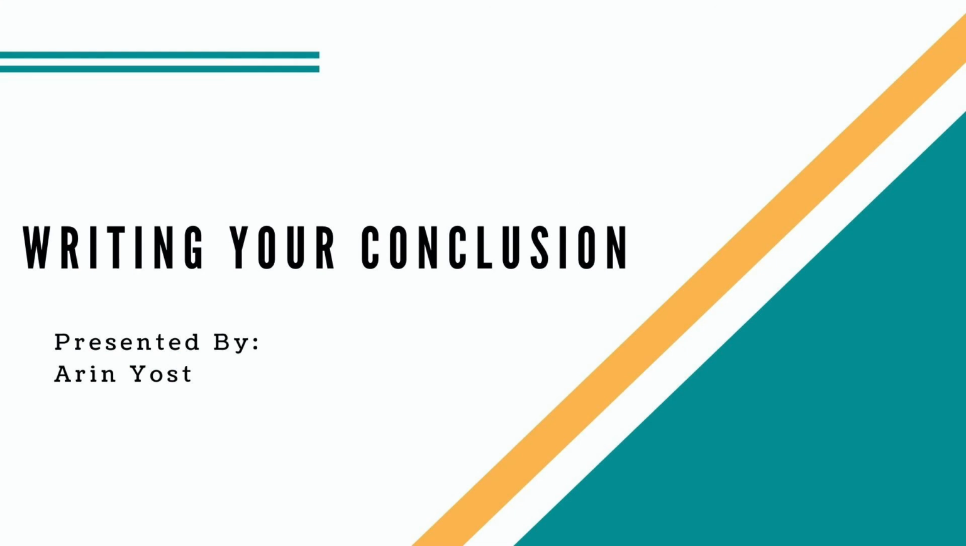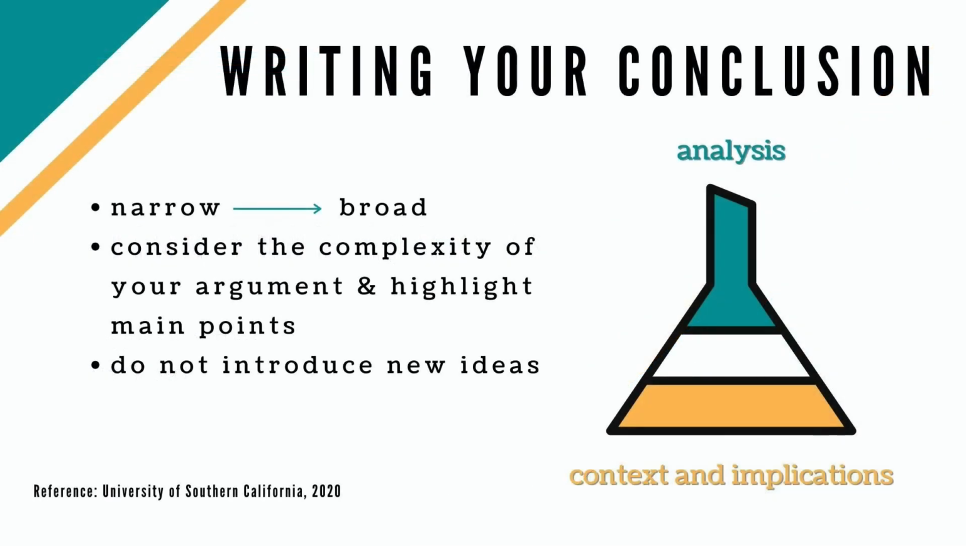Hi friends, it's Arin back again, but this time we're going to talk about approaching the conclusion. When thinking about writing an effective conclusion, consider these points adapted from the University of Southern California's writing guides. Think about your conclusion as the inverse of the introduction. You're going from narrow to broad in order to convince your reader that what you have to say is significant. This is the opposite approach to writing an introduction.